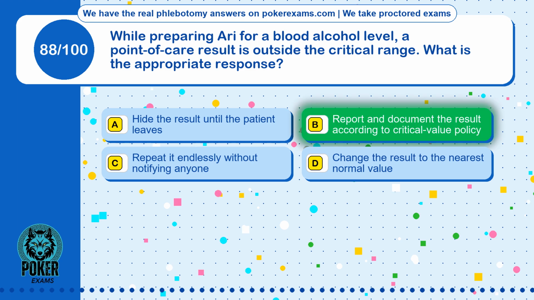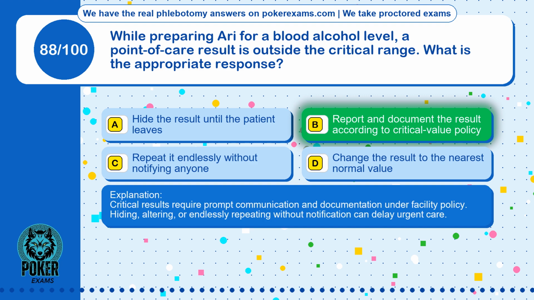The correct answer is option B. Report and document the result according to critical value policy. Critical results require prompt communication and documentation under facility policy. Hiding, altering, or endlessly repeating without notification can delay urgent care.